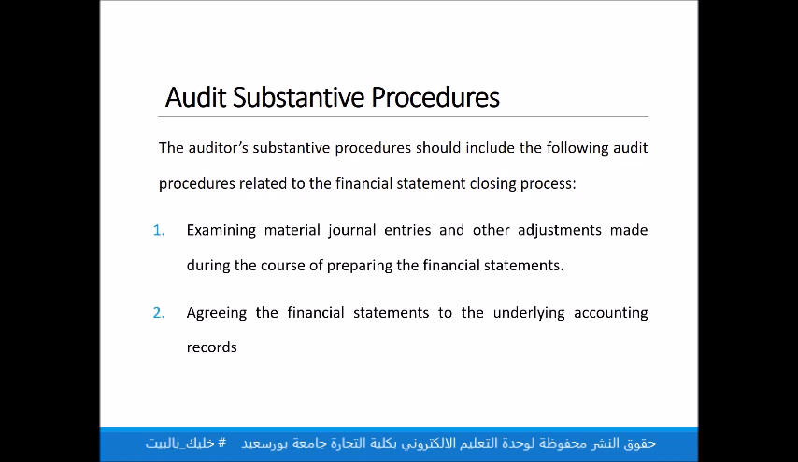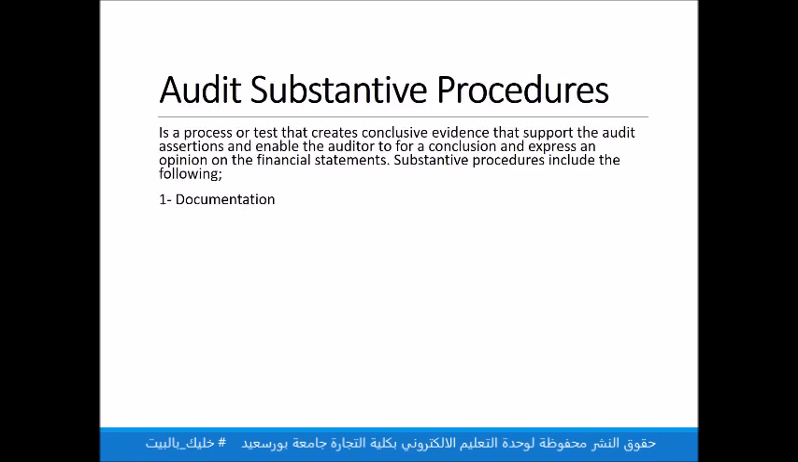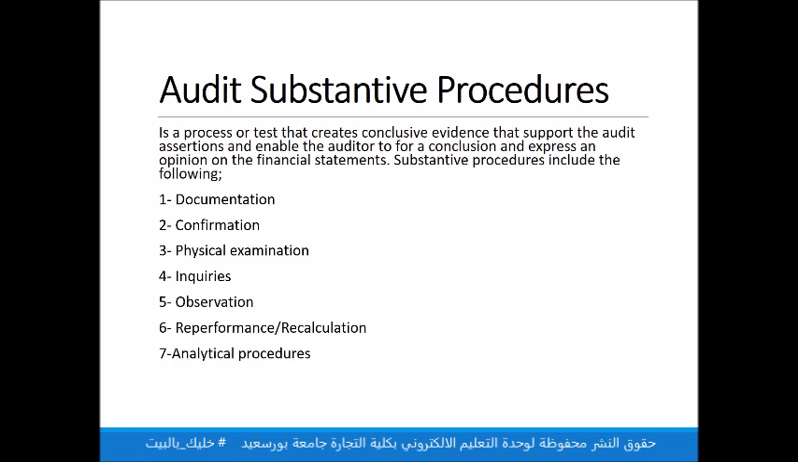The auditor's substantive procedures should include the following audit procedures related to the financial statement closing process: examining material journal entries and other adjustments, and agreeing the financial statements to the underlying accounting records. Audit substantive procedures include documentation, confirmation, physical examination, inquiries, observation, performance, and analytical procedures.